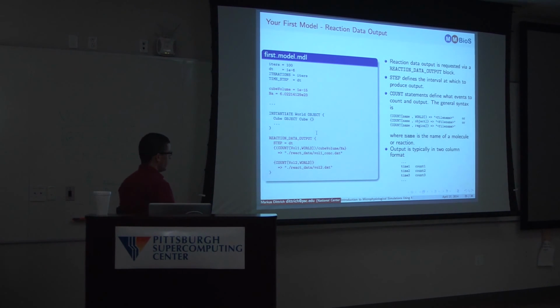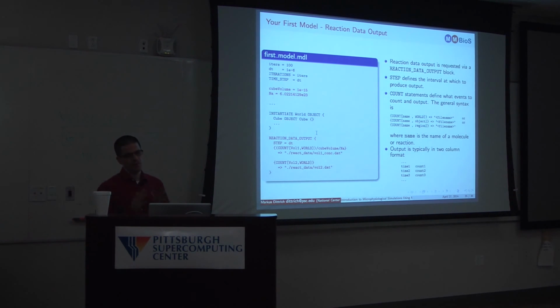And then the second kind of output, which we call reaction data output, typically consists of these count statements where you can count all sorts of stuff. You can count the number of volume molecules in the world. The world means the whole simulation. And you can count the number of molecules basically in any geometry you have in your system. You can count it in your cell, in your subcellular compartment.